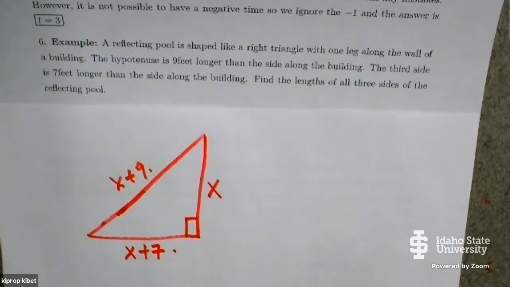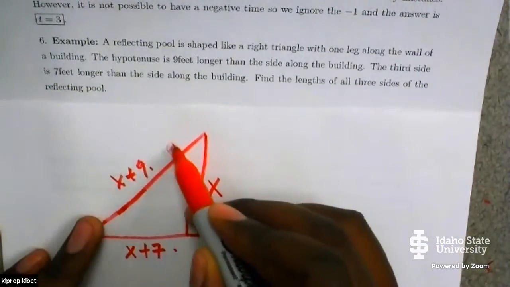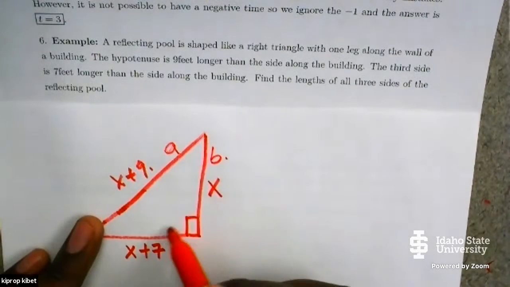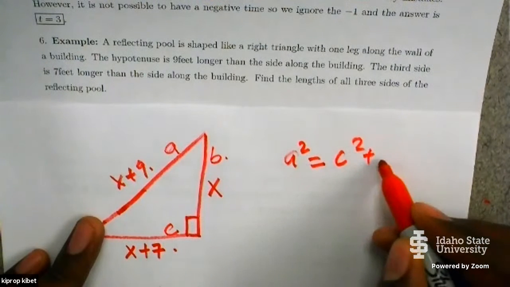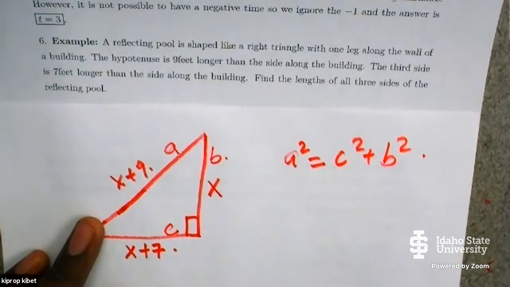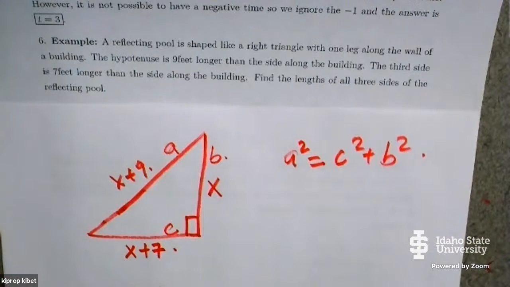Now, what formula were we using to solve this? A squared plus B squared. Yeah, it was called Pythagorean theorem, right? So we take this one as A, this one as B, and this one as C. So the hypotenuse is the largest. So we take the largest as A square equals the square of the sides, C square plus B square.